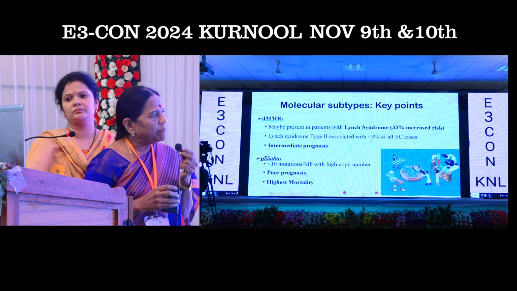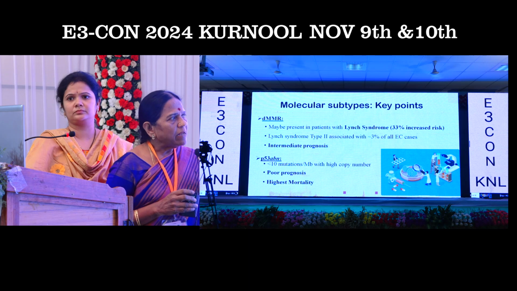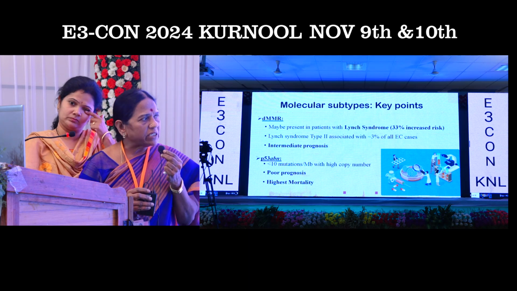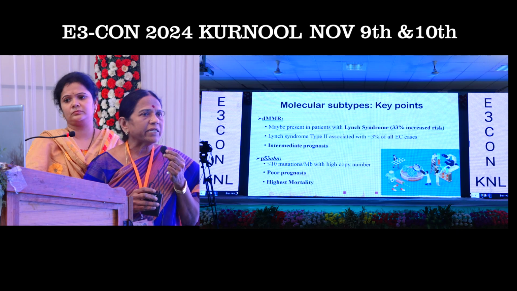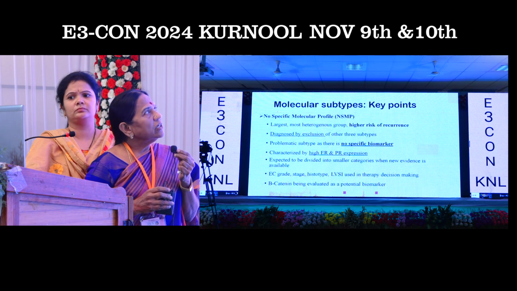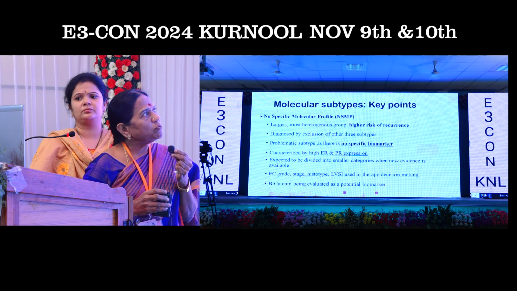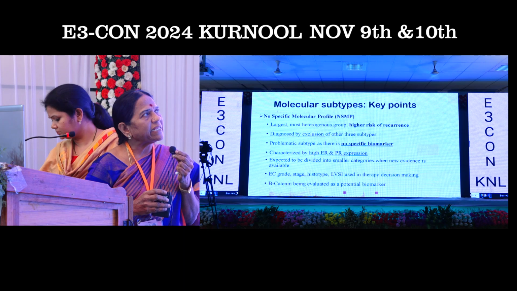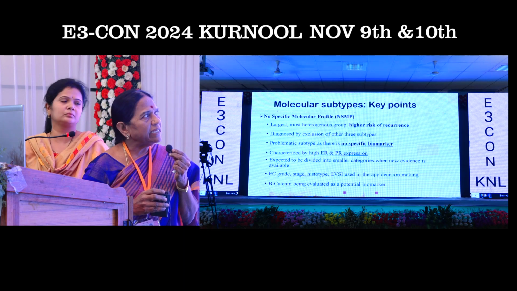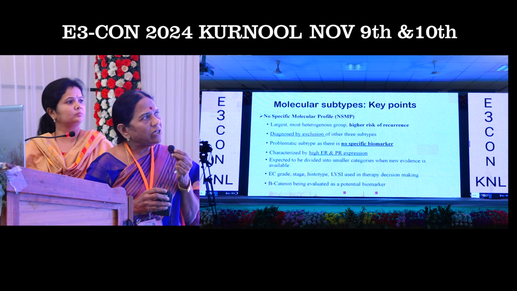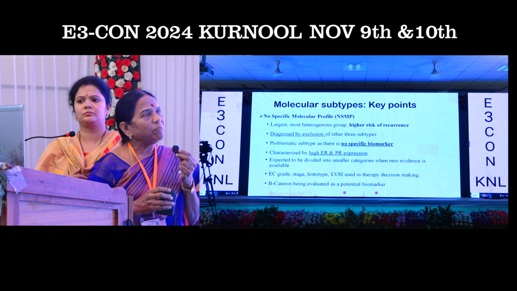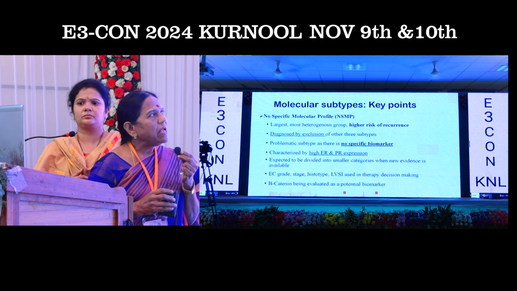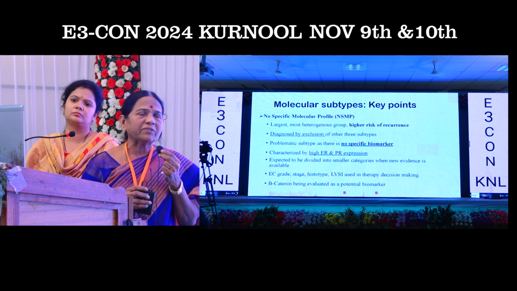So in P53 abnormality, the mutations are fewer, but you will see high copy number mutations, that's why the prognosis is very poor and you will come across a high mortality rate. So the other one is the no specific molecular profile, that is called NSMP. This is very, very dangerous. Why? Because it is a heterogeneous group with high recurrence. So you have to take care when the patient turns out to be NSMP, which is diagnosed by the exclusion of the other 3 types.